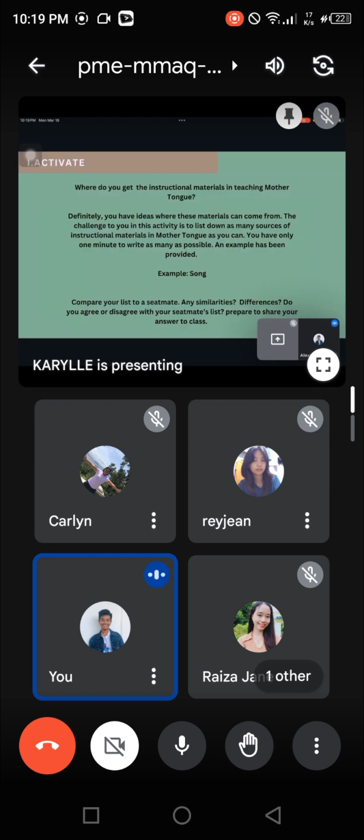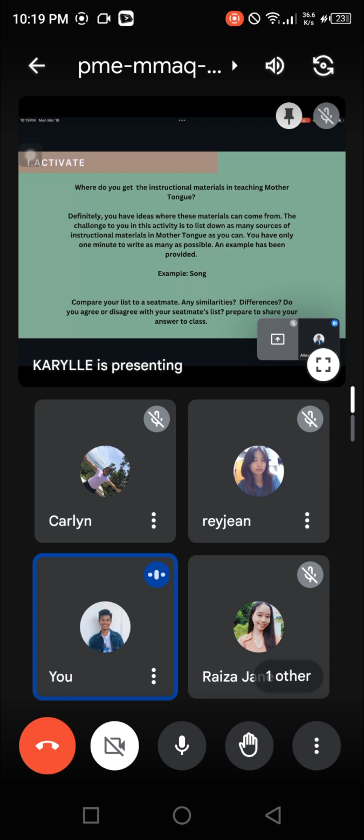So first, activate. Where do you get the instructional materials in the teaching of mother tongue? Definitely, you have ideas where these materials came from. The challenge to you in this activity is to list down as many sources of instructional materials in the mother tongue as you can. You have only 1 minute to write as many as possible. An example has been provided. So, an example po nito ay kanta na kung saan pwede natin i-example sa mga bata.